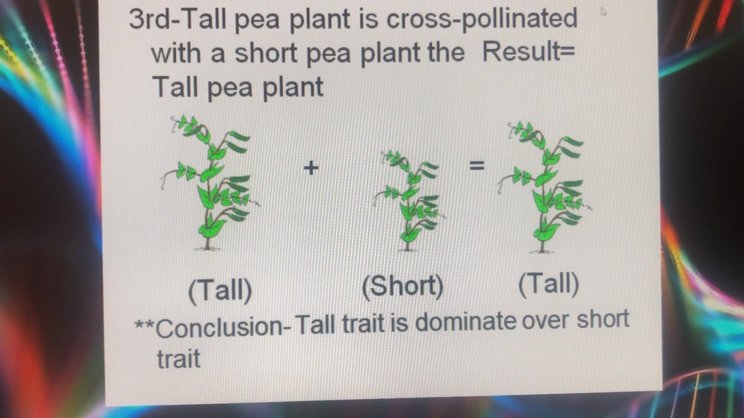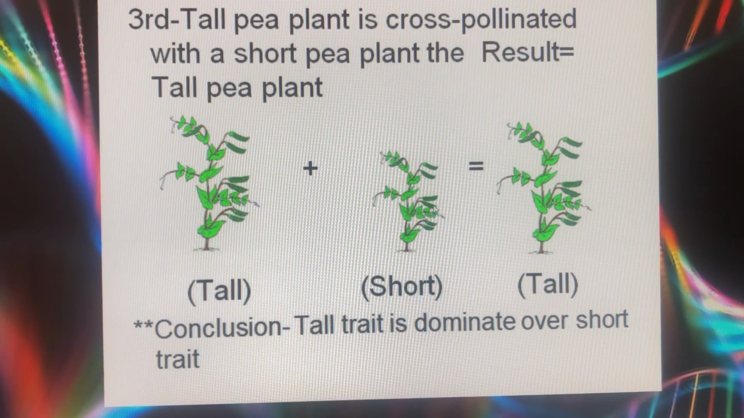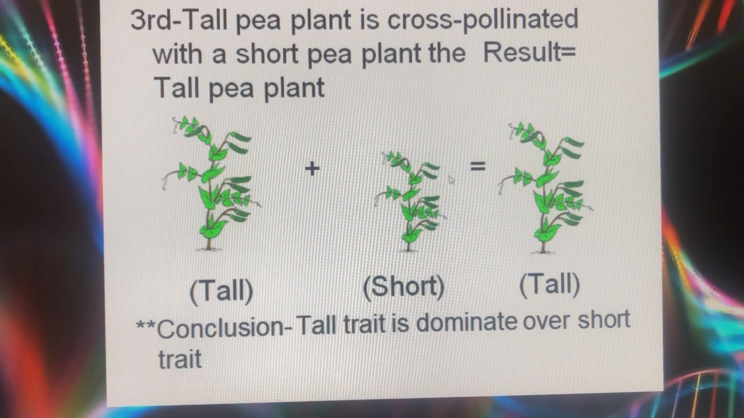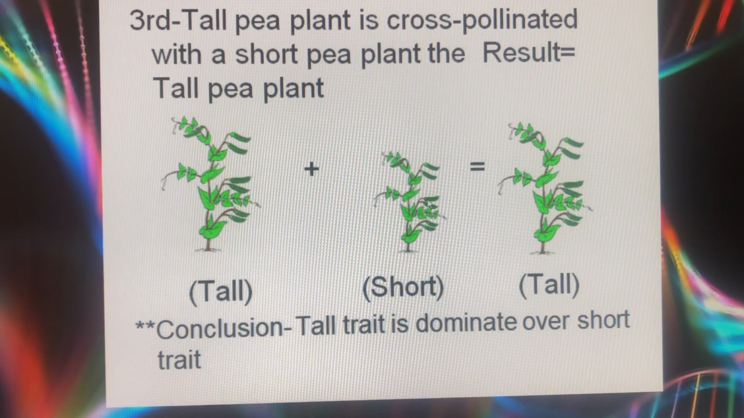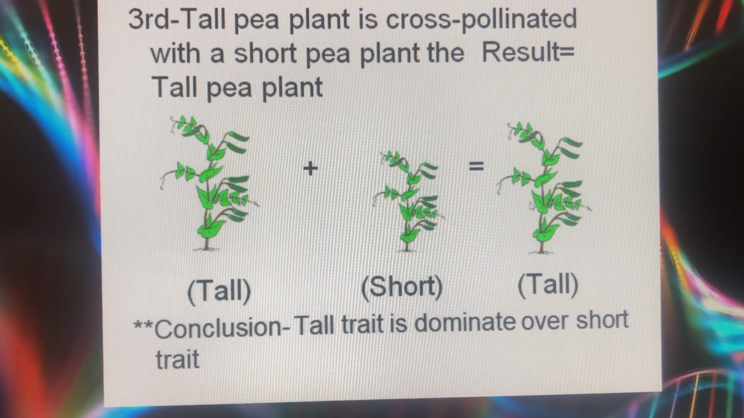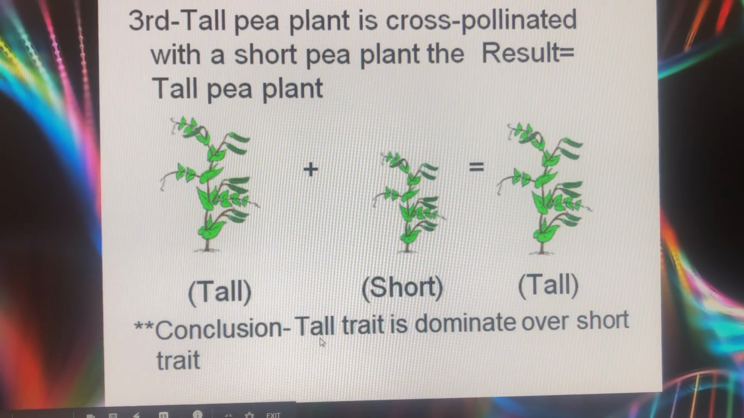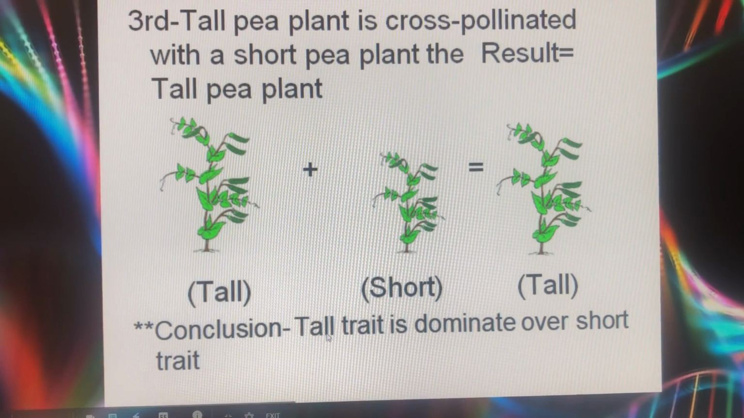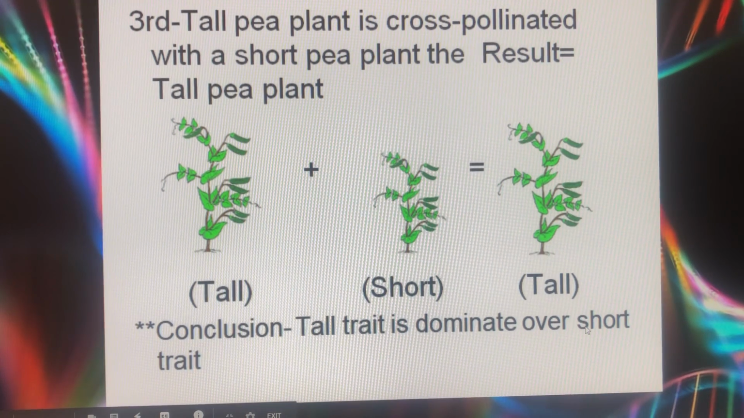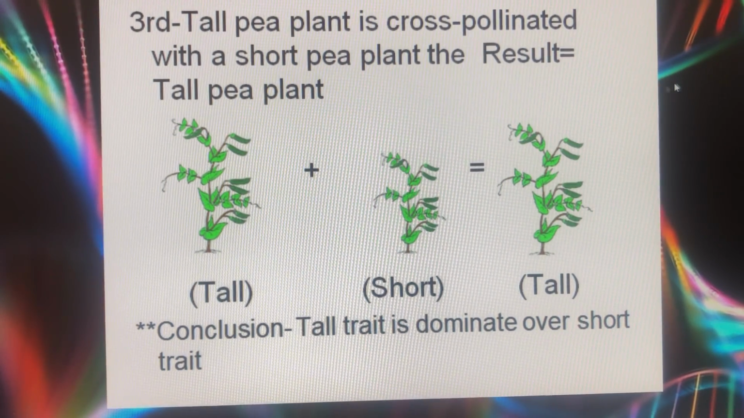Okay, and another third experiment, Mendel takes a tall pea plant. Now he cross-pollinates it with the short pea plant. Let's see what's going to happen. And what he noticed in this investigation is that the offspring pea plant would be tall. So the conclusion here is that tallness, this tall trait, would be dominant over the short trait. We're going to learn a little bit more about dominant traits versus recessive traits in just a second.